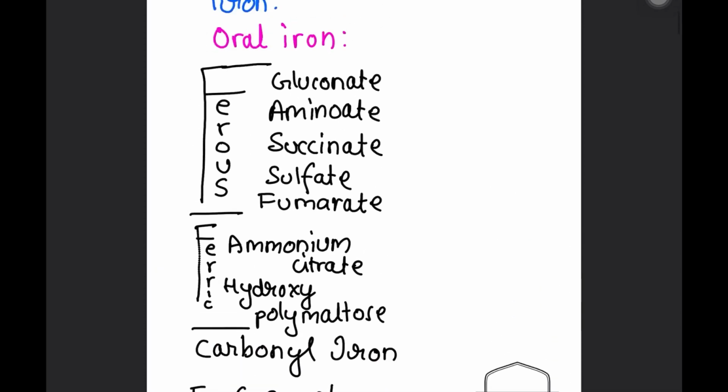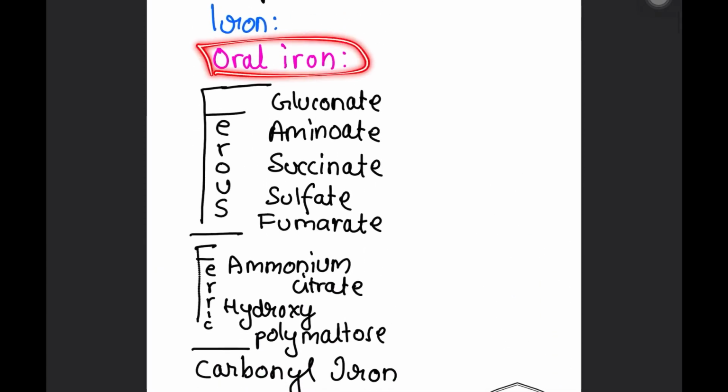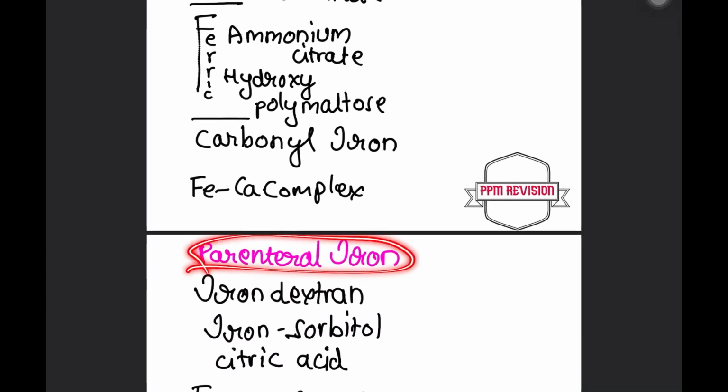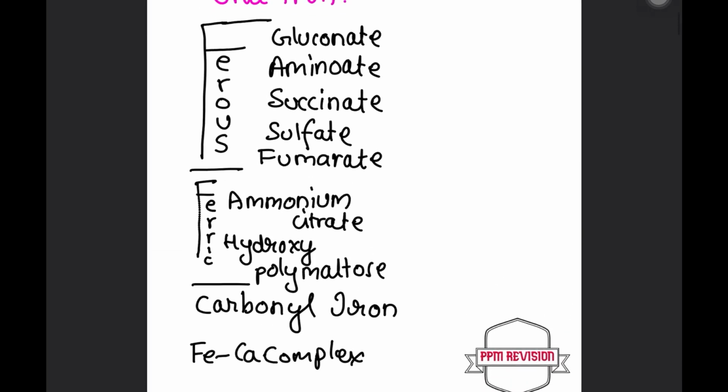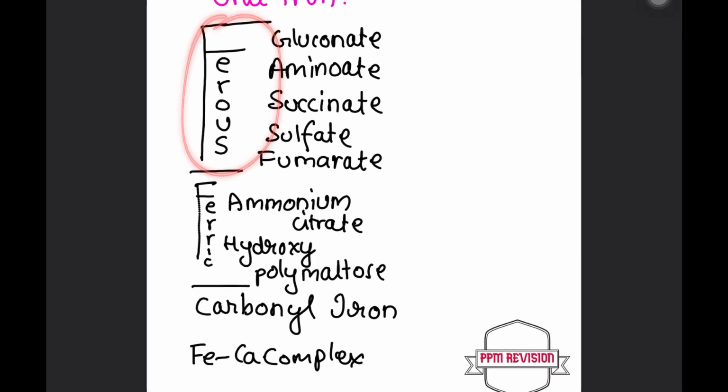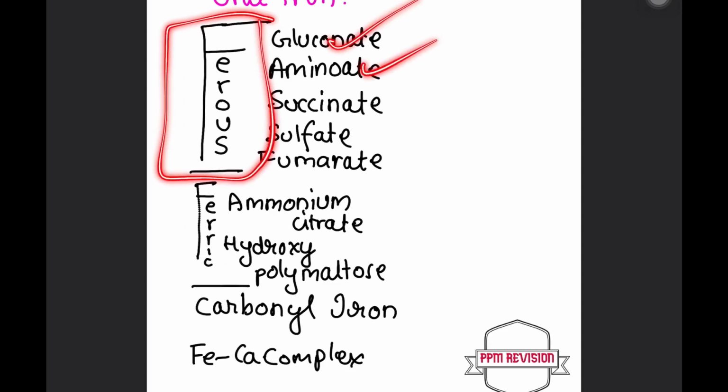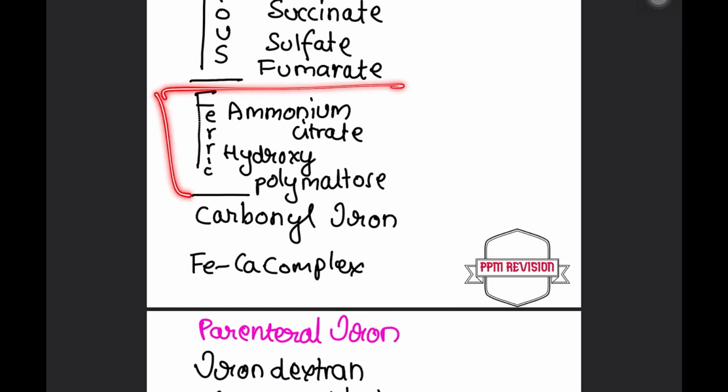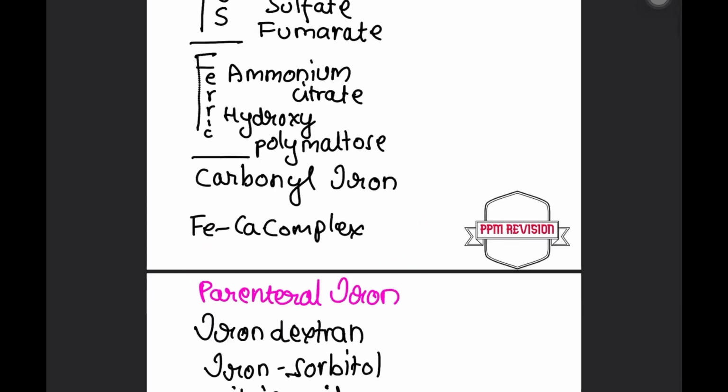Talking about iron, it is classified into oral iron and also parenteral iron. Oral iron is divided into the ferrous group and also the ferric group. Under the ferrous group, there is gluconate, aminoate, succinate, sulfate, and fumarate. Under ferric, there is ammonium citrate, hydroxy polymaltose, and also carbonyl iron and iron calcium complex.